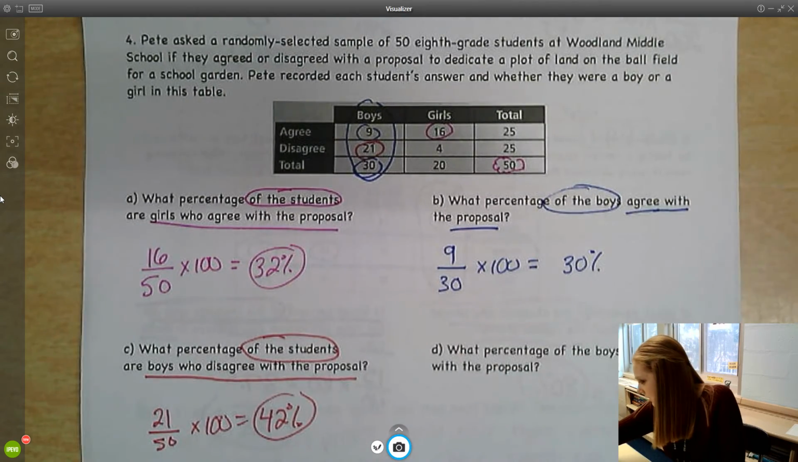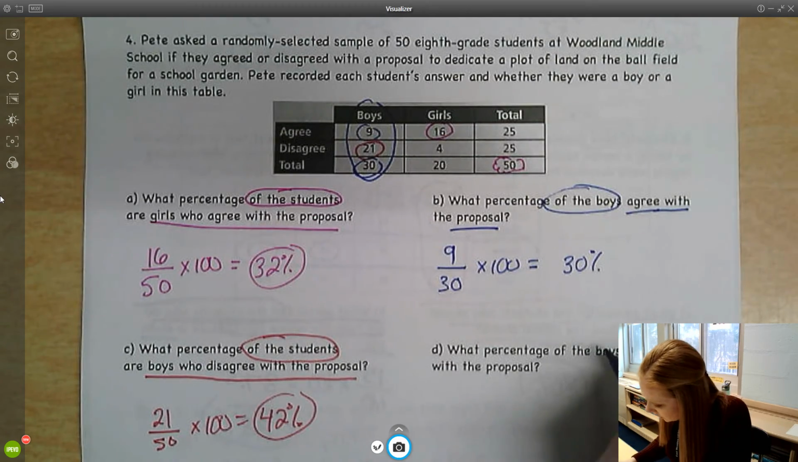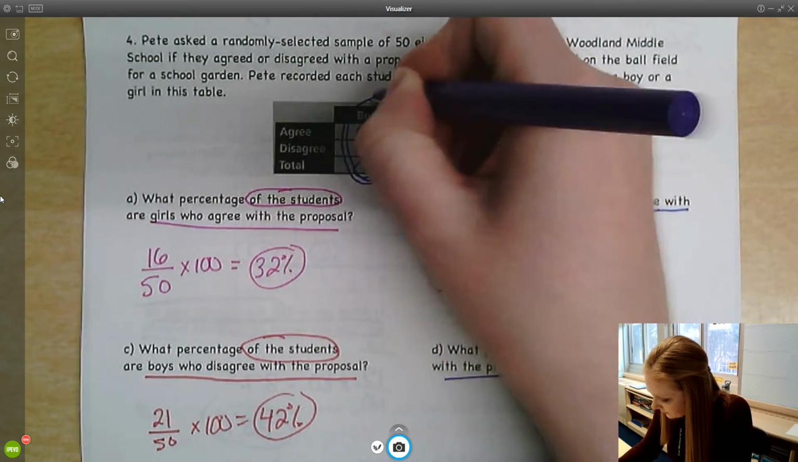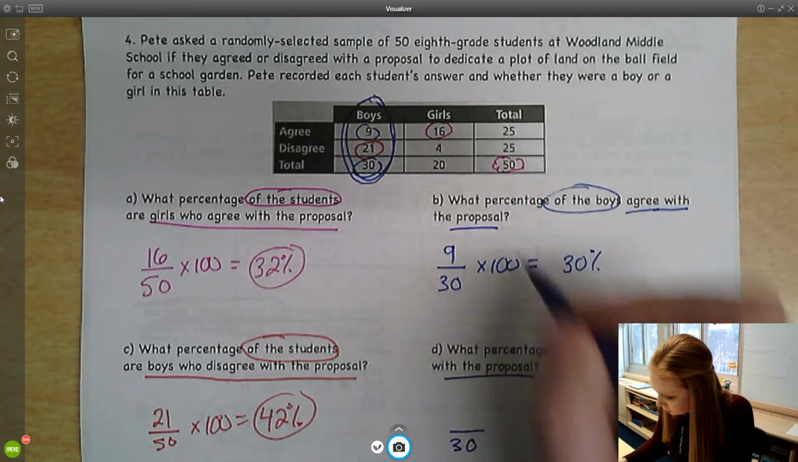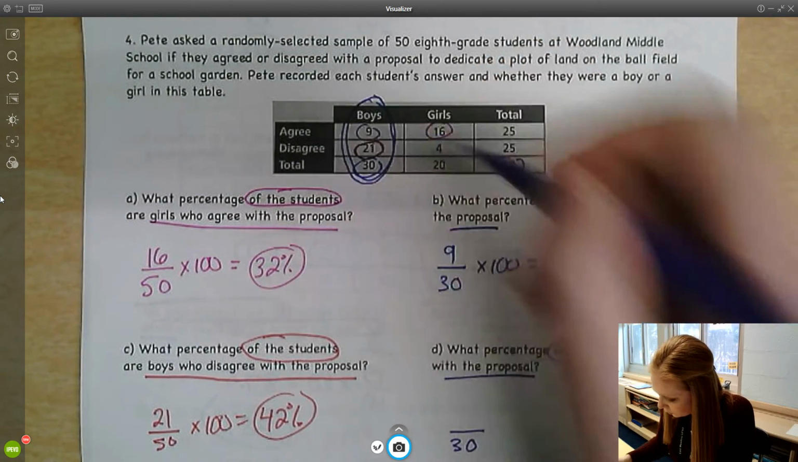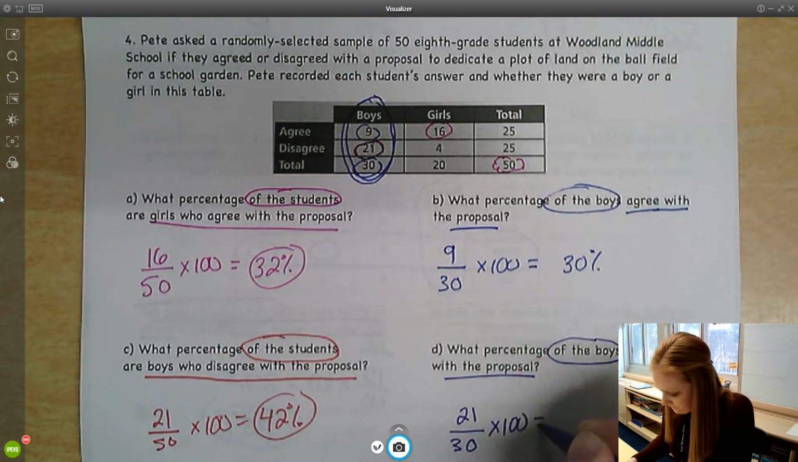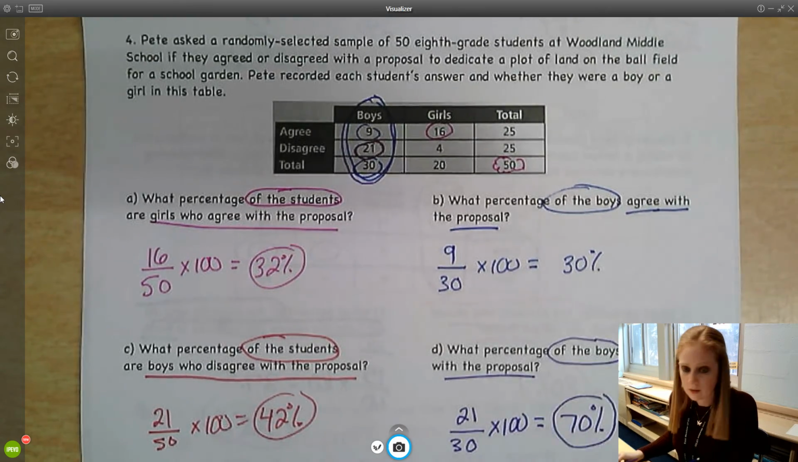And then lastly, what percentage of the boys disagree with the proposal? So again, we're looking at the boys. Our total for the boys is 30. Disagree with the proposal would be that 21. And that's going to bring us to 70%. All right.